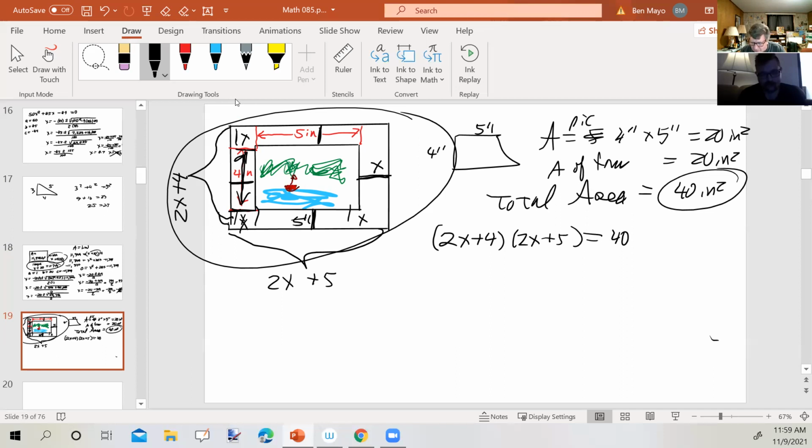Before we go on, any question about where I got all that from? Okay. I know you're thinking, couldn't we just take out a ruler and measure it? Yeah, I know. It's about critical thinking.